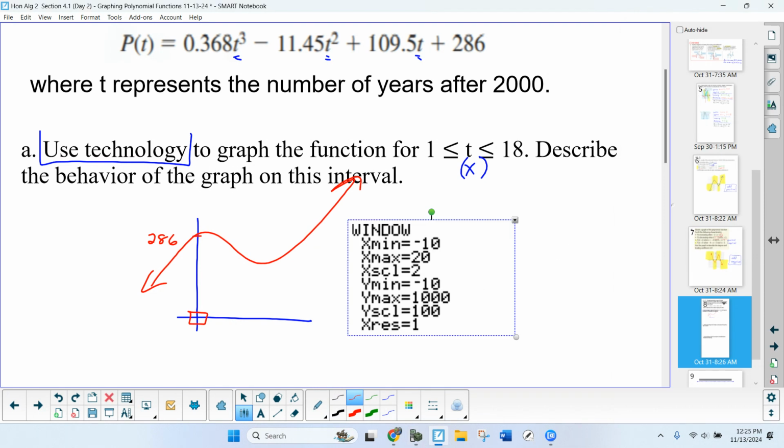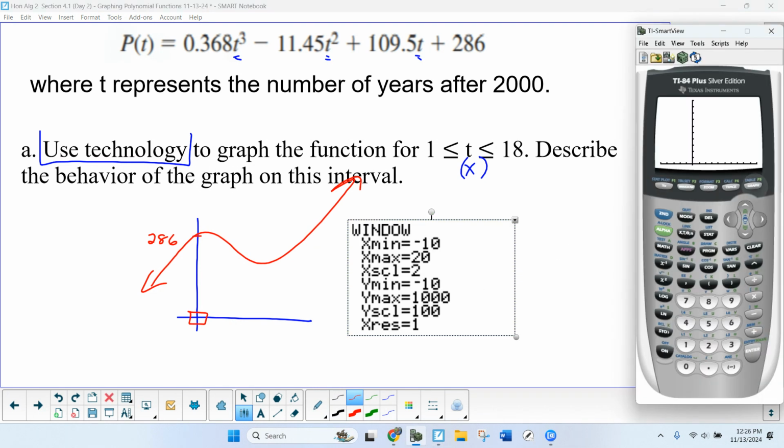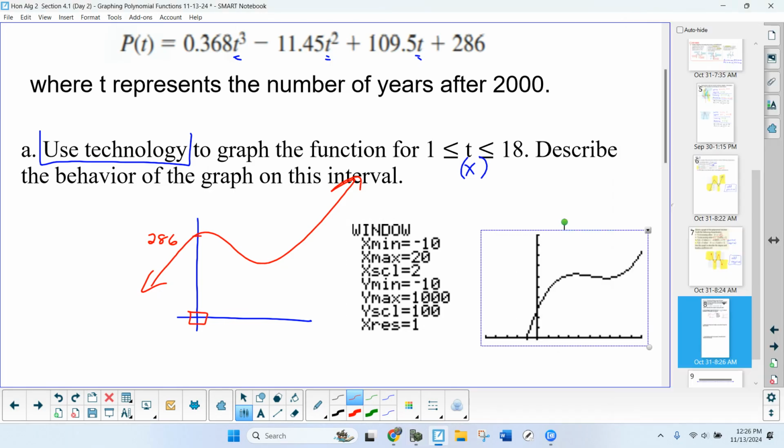So here's my window that I chose to use and graph. And that's kind of what we expected to see: a graph that has odd degree, positive leading coefficient, goes up to the right. Here's my scale. We know these go by 2, 4, 6, 8, 10, 12, 14, 16, 18, 20. These go up by 100 to 1,000.